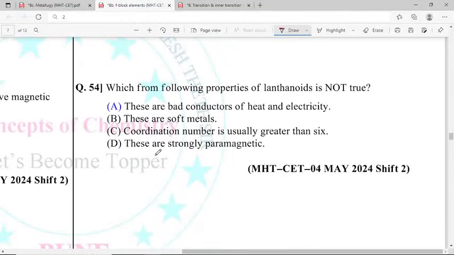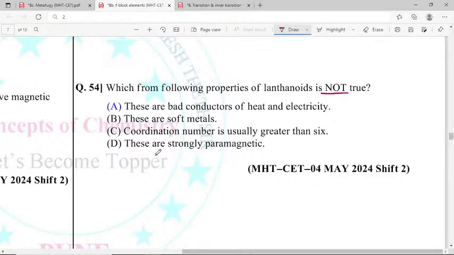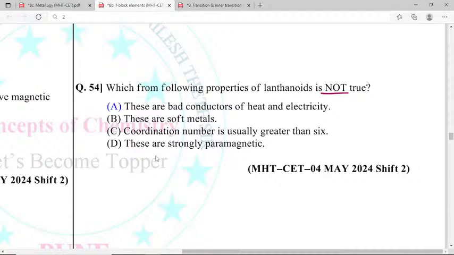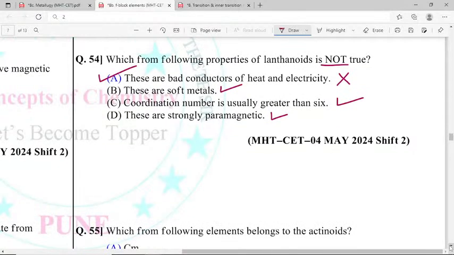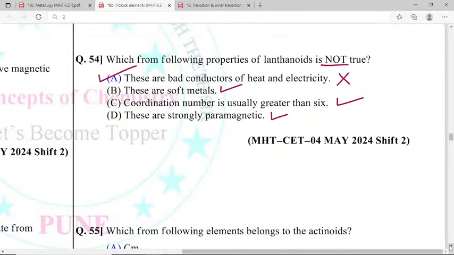Which property of lanthanoids is not true? These are bad conductors of heat and electricity. No, it is not true. These are soft metals, correct. Coordination number is usually greater than 6, correct. These are strongly paramagnetic, yes, also correct. Very important question. Please make a note here. Okay, question number 54.